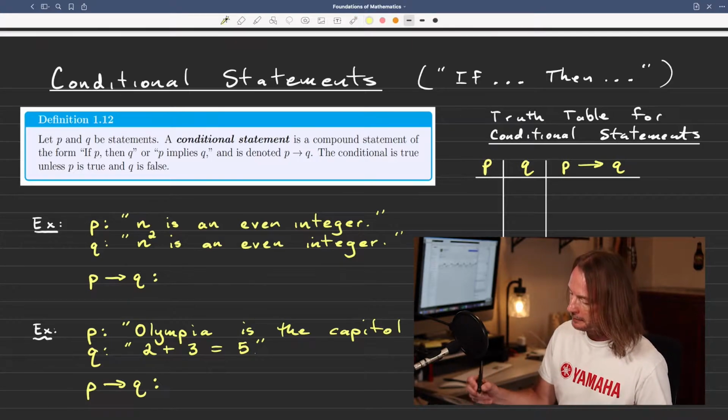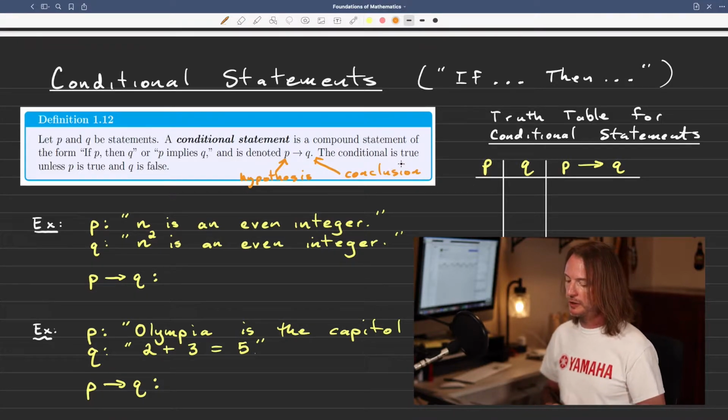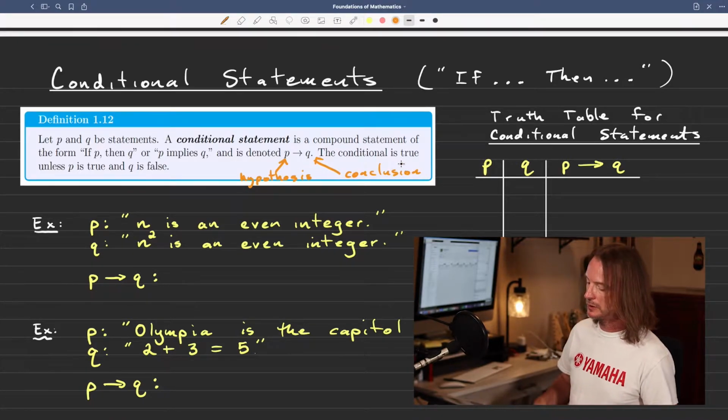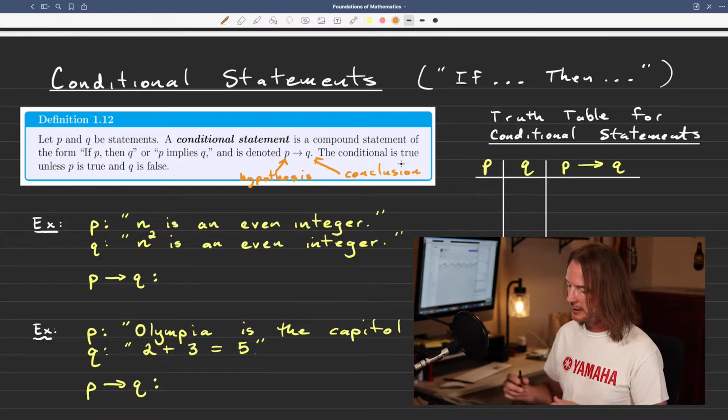By the way, P is usually called the hypothesis, and Q is usually called the conclusion. There are some other fancier words for this too, but this is what I tend to use, hypothesis and conclusion, to describe P and Q respectively.